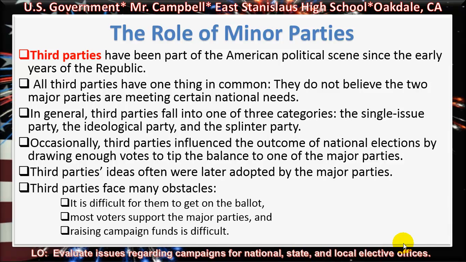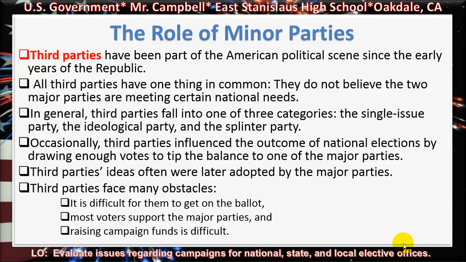Third parties face many obstacles. It's difficult for them to get on the ballot, especially in a presidential election, being that presidential elections are national elections. And once again, it's not just popular vote, it's based on the Electoral College. And if you don't get on the ballot in a state, you have no shot at really winning the electoral votes for that state. So oftentimes third-party candidates may get on the ballot in some or even most states, but they don't really have much shot at getting elected unless they're on the ballot in all 50 states. So that right there really hurts them.